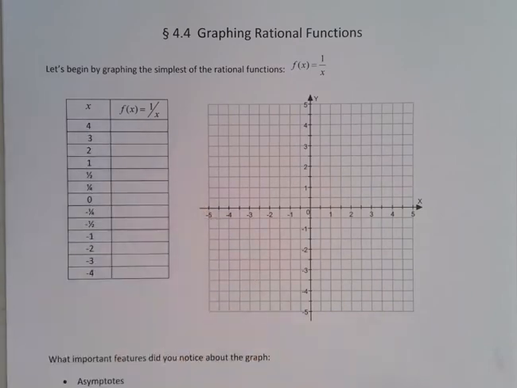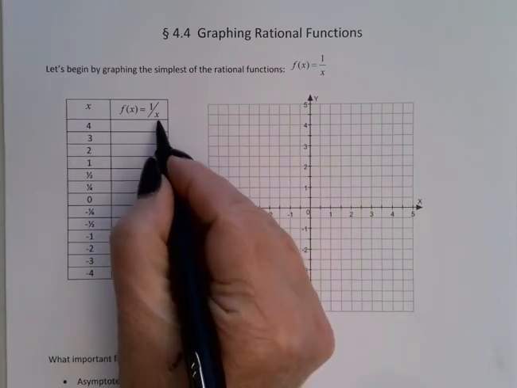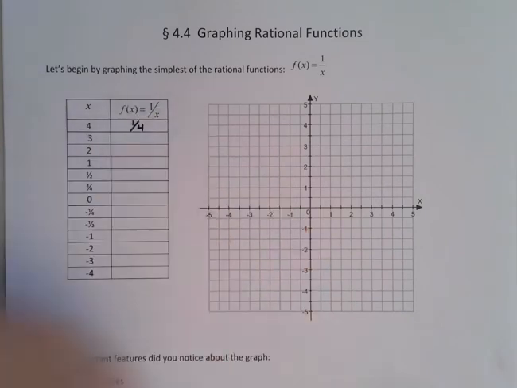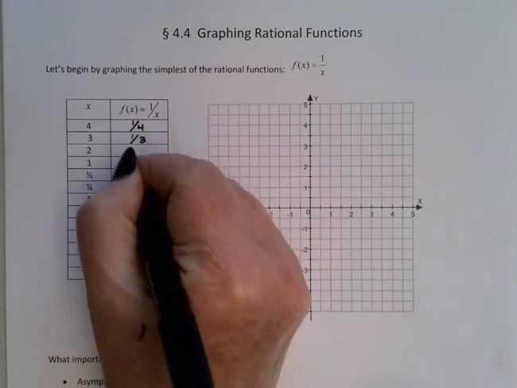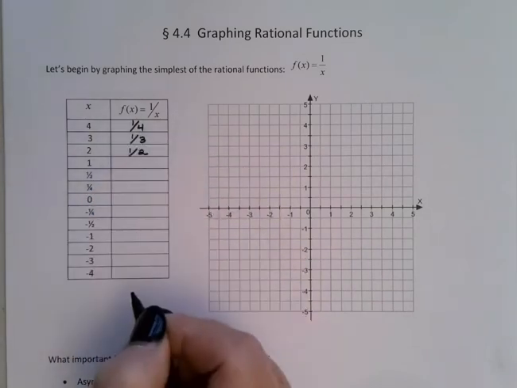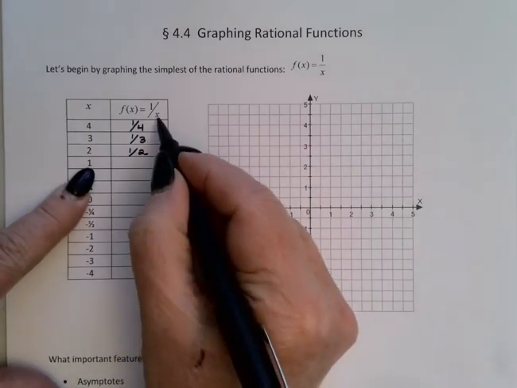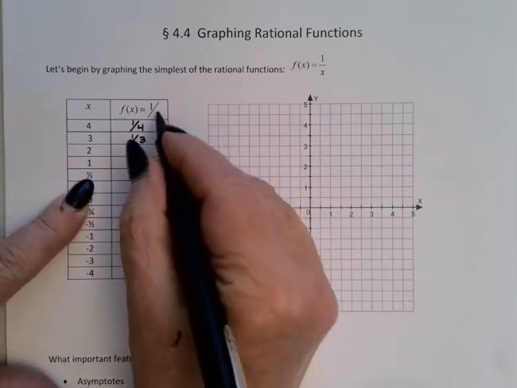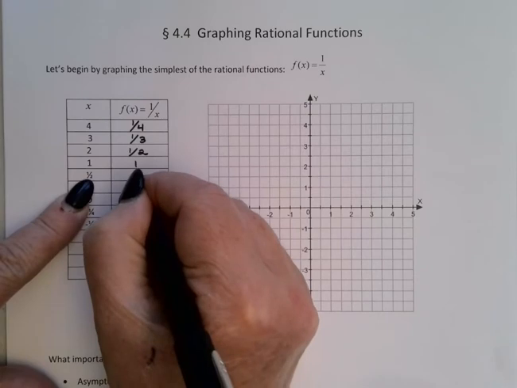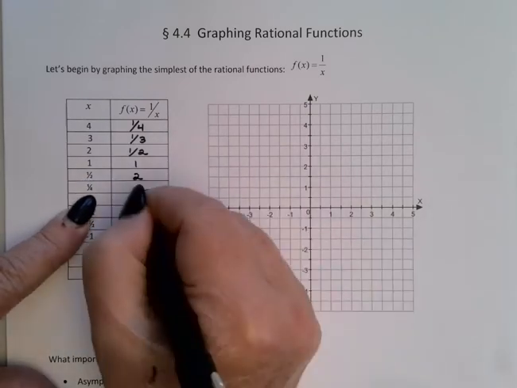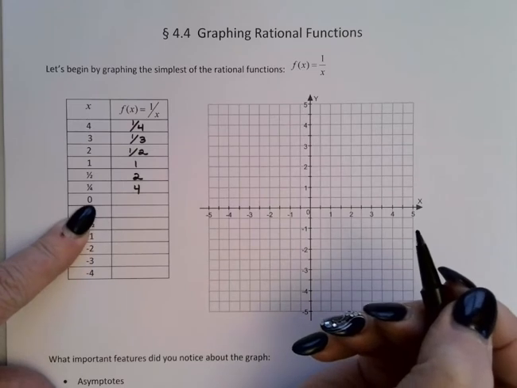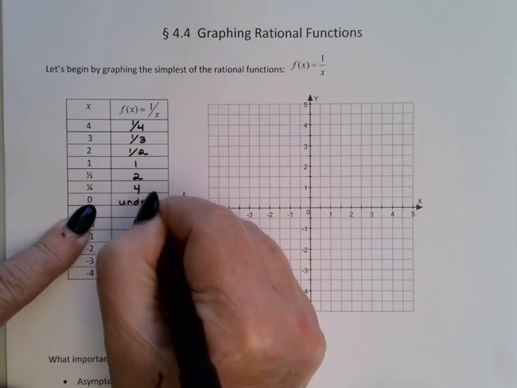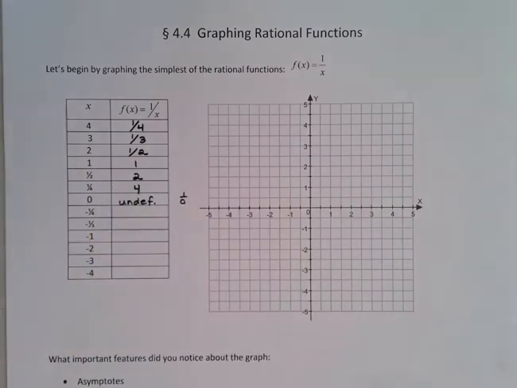I've got some x values here, and we'll take a look at what the y values, 1 over x, would look like. So if x is 4, then 1/4 would be the y value. And 3 would become 1/3. 2 would become 1/2. If I substitute in x equals 1, 1 divided by 1 is still 1. And 1 over 1/2, think multiply by the reciprocal, we get 2. 1 divided by 1/4 is 4. Notice that 1 divided by 0 is undefined. We cannot have 0 on the bottom of a fraction.